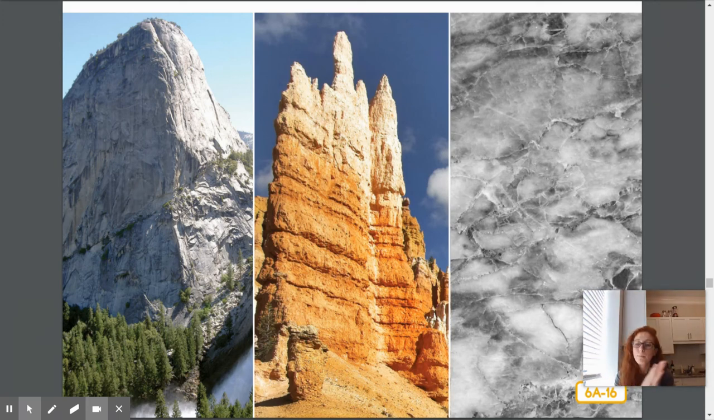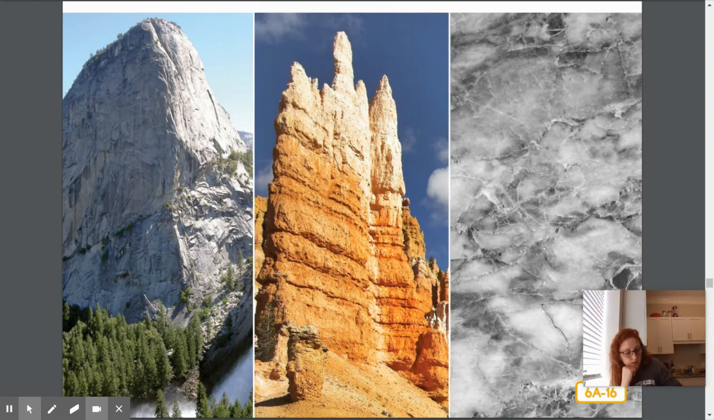Are heat, pressure, and time important to the formation of these rocks? Absolutely they are, right? Because heat is how we get igneous rocks, because igneous rocks come from the cooling of the magma. Pressure and time make our sedimentary rocks. The pressure pushes those different layers of sediments, and then it takes time for that to happen. And then metamorphic is about the pressure and about the time too, and the heat even, okay?